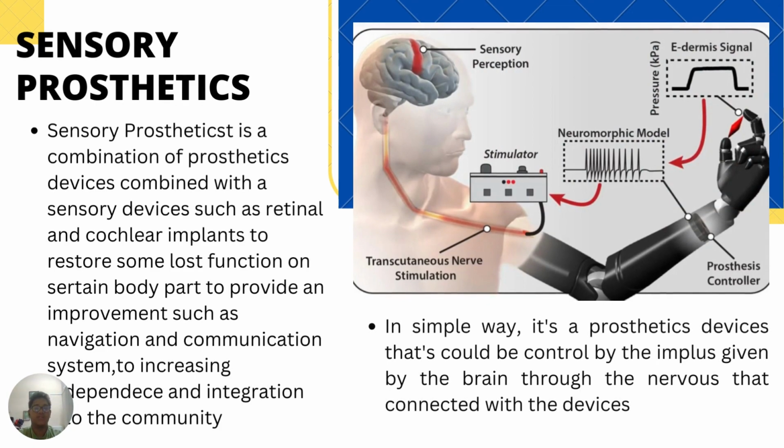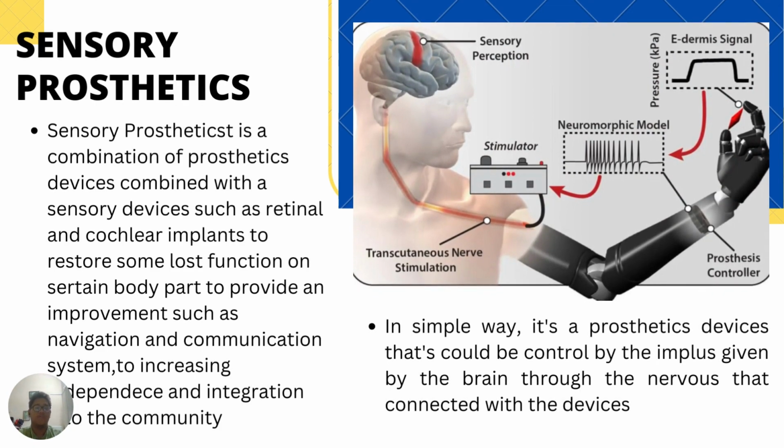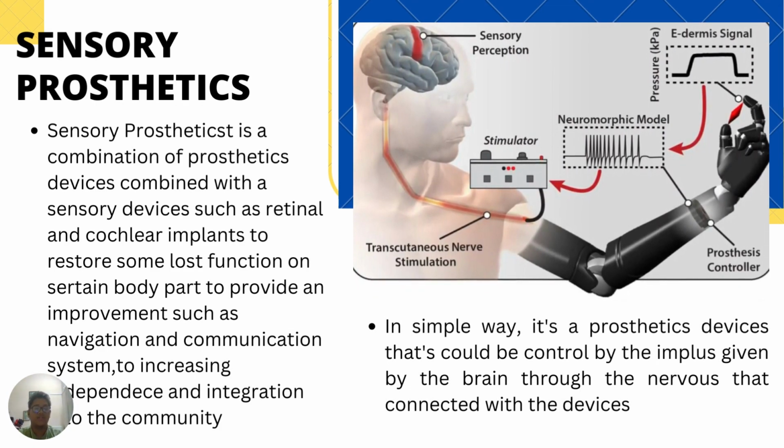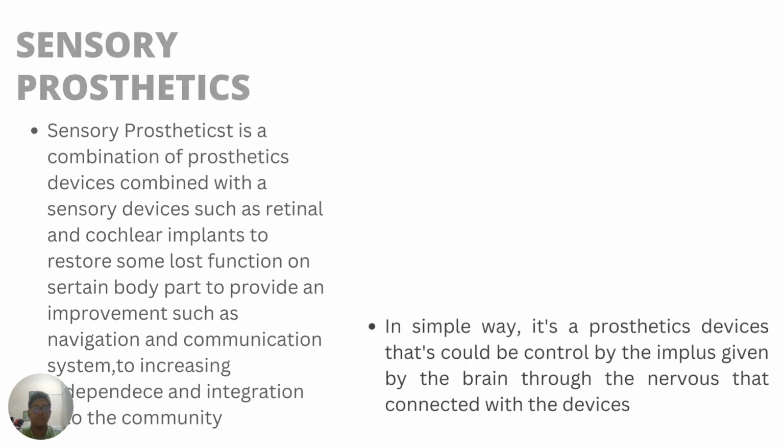Last but not least, we've gone through sensory prosthetics. This prosthetic device is covered with a sensory device, such as a retina and cochlear implant, to restore some lost function and provide improvements in the communication system. An example of a sensory prosthetic device is the heart pacemaker that we use to keep the heartbeat following the normal heartbeat.